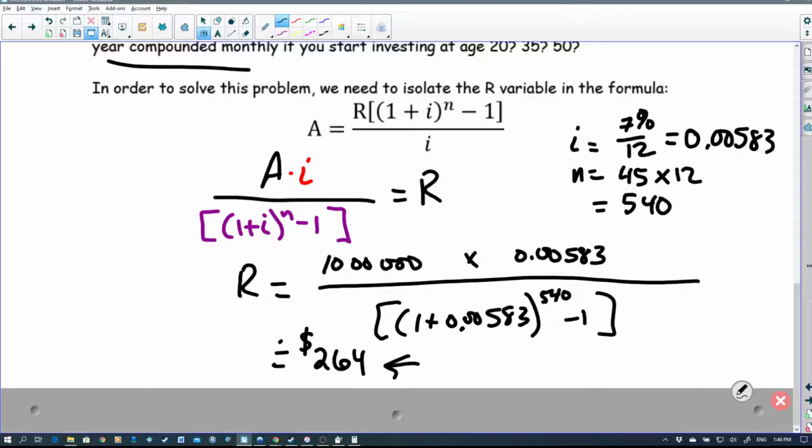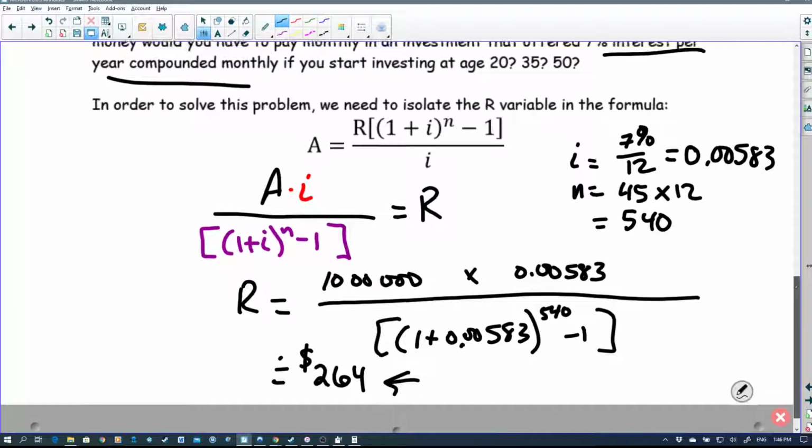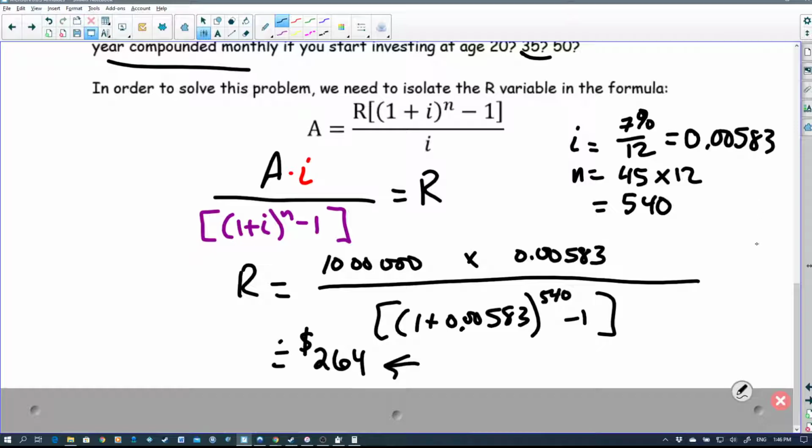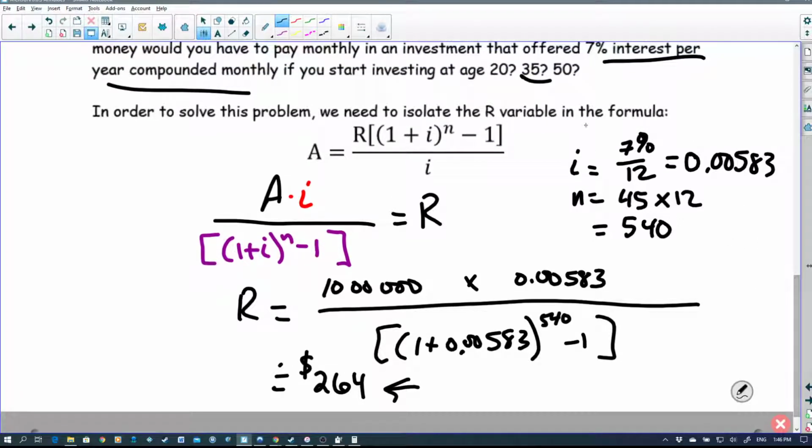So, how much would it change if we started at 35 years old instead? What about if we started at 50 years old? It could potentially be significantly more money. And that's your homework for tonight. That's the only thing I'm giving in homework, is to figure out what would be the difference in the R value if you were starting at 35 years old, which means you have 15 years less, or if you started at 50 years old, which means you'd have 30 years less to invest.